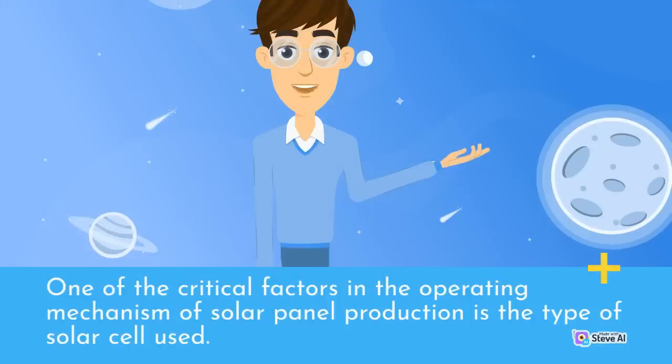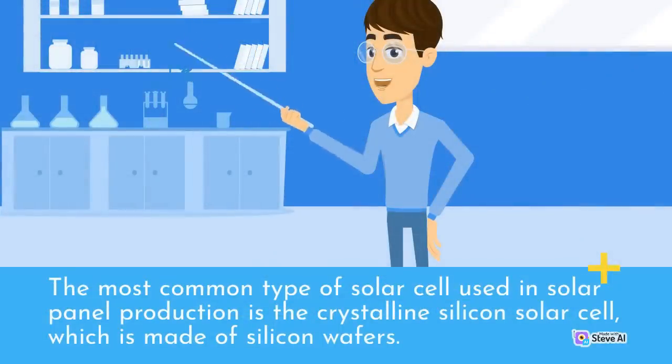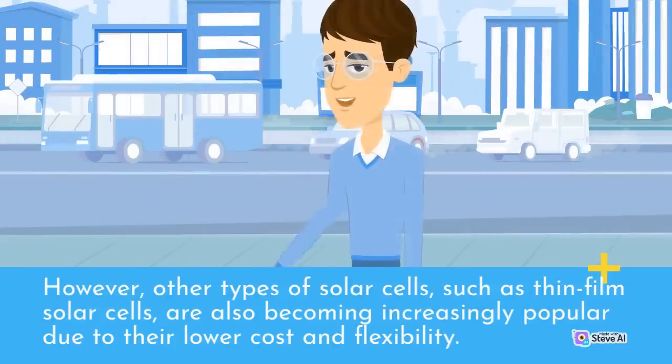One of the critical factors in the operating mechanism of solar panel production is the type of solar cell used. The most common type of solar cell used in solar panel production is the crystalline silicon solar cell, which is made of silicon wafers. However, other types of solar cells, such as thin-film solar cells, are also becoming increasingly popular due to their lower cost and flexibility.